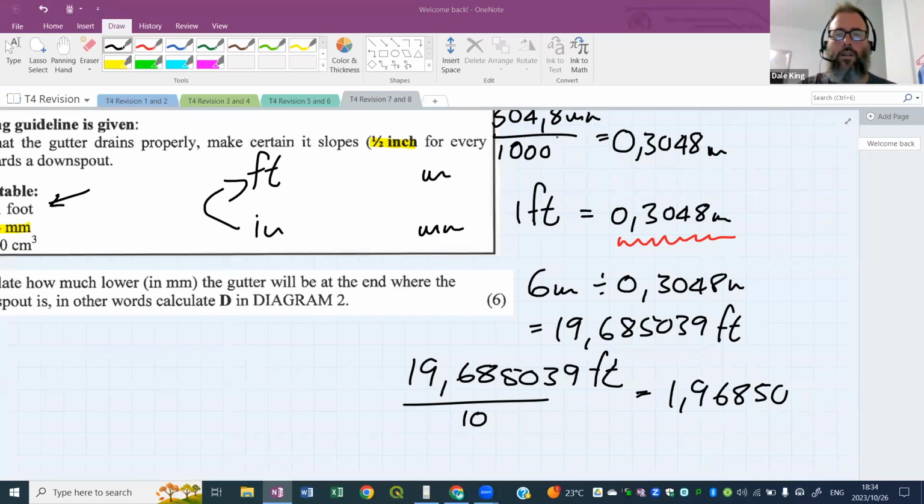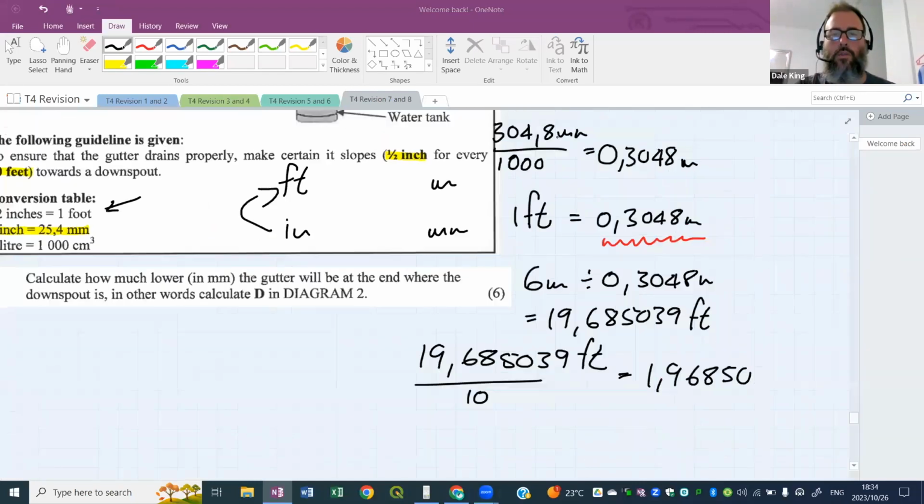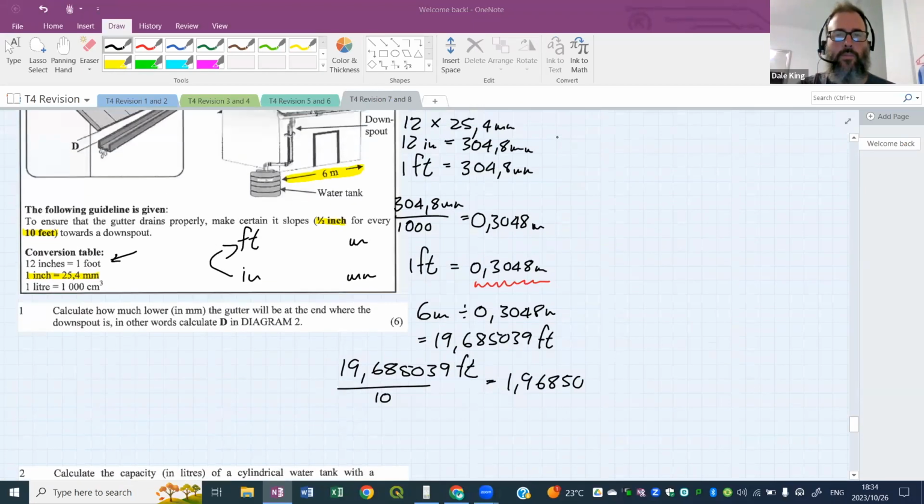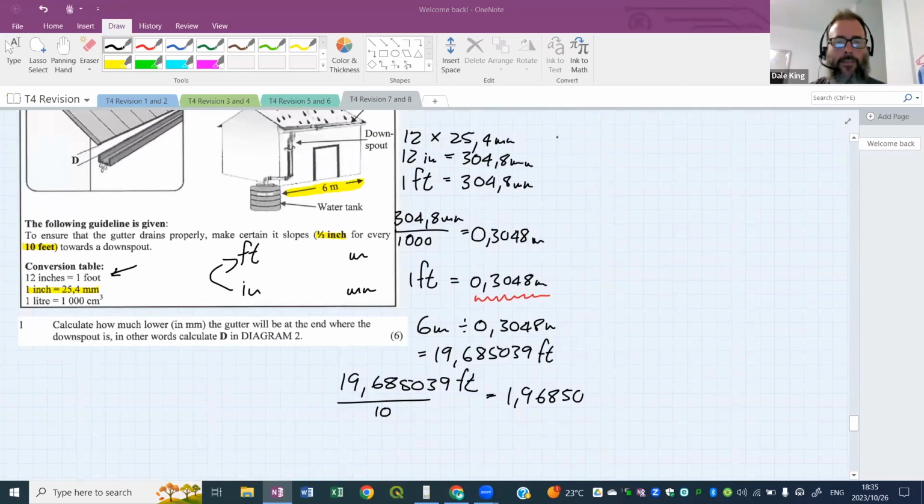Let me zoom out a little bit, then you can see most of the calculations. There we go. So I've got about 1.97 of these 10 feet sections in my 6-meter gutter. For every one of these 10-foot sections, you must drop half an inch. I almost have 2, so it could almost be a whole inch, but it's going to be just short of a whole inch.